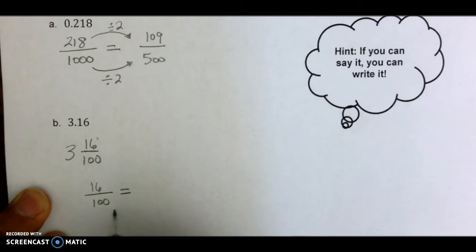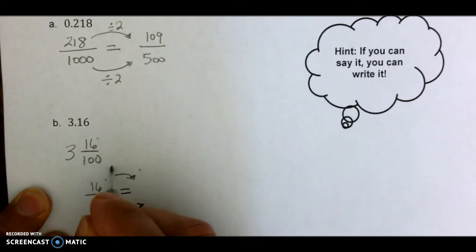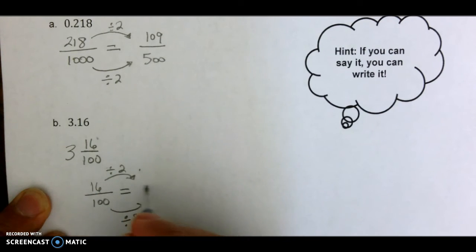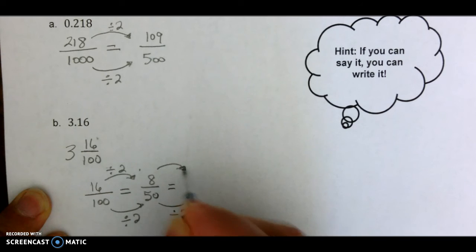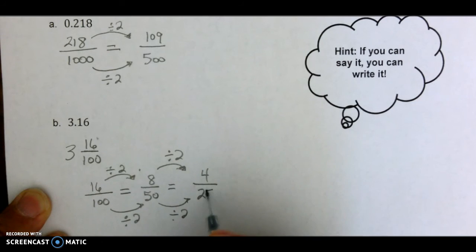Okay, they're both even numbers, so I can divide them by 2. All right, if I do 16 divided by 2, that gets me to 8. 100 divided by 2 is 50. But I realize that these are both still divisible by 2, so I'm going to divide them by 2 again. Divide each the numerator and the denominator by 2. 8 divided by 2 is 4. 50 divided by 2 is 25. And I can't simplify any further. 4 and 25 don't have any other common factors besides 1.